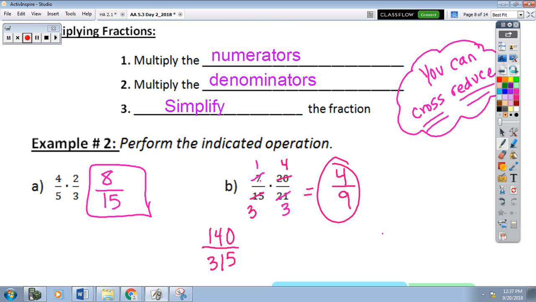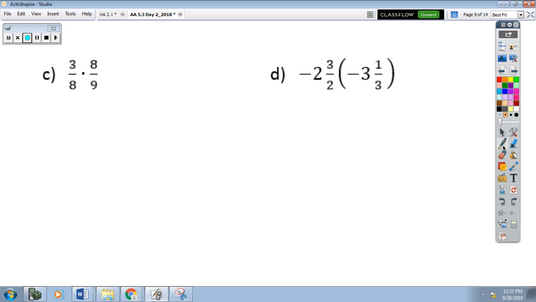All right, in example C, I would probably just cross off the 8s. 8 divided by 8 is just 1. But if not, you can reduce it at the end. Then we'll get 3/9 here, which is the same thing as 1/3.